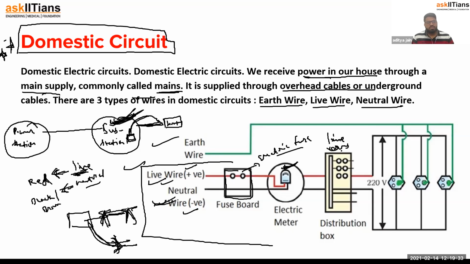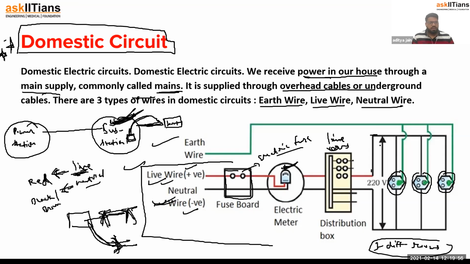This is a distribution box. From the distribution box, line cables will transfer like this. Now see, you are seeing these components. These are basically sockets. These are 3 sockets shown in the diagram in 3 different places, or 3 different rooms, you can say. So you can see these are connected in parallel.